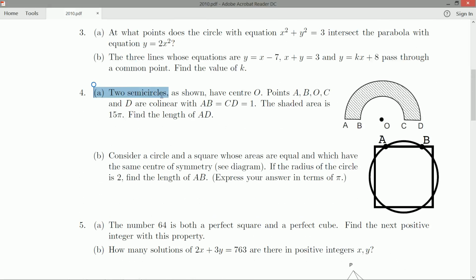Question 4, 4A. Two semicircles, as shown, have center O. So they're concentric semicircles. Points A, B, O, C, and D are collinear, and both AB and CD are 1. The shaded area is 15 pi, find the length of AD. So that's akin to finding the diameter of the big semicircle.